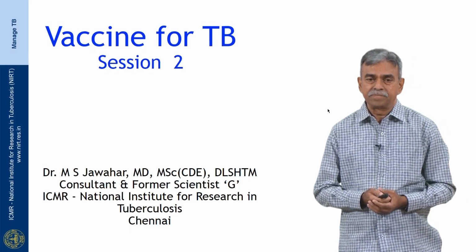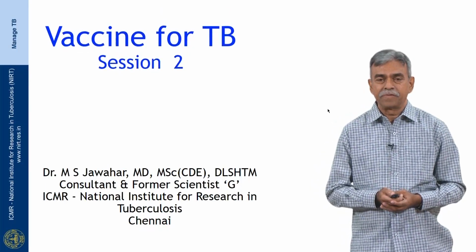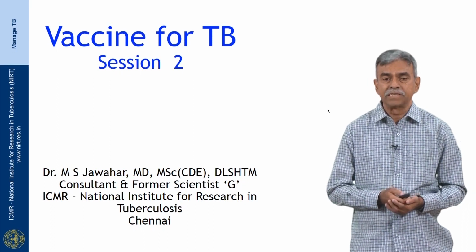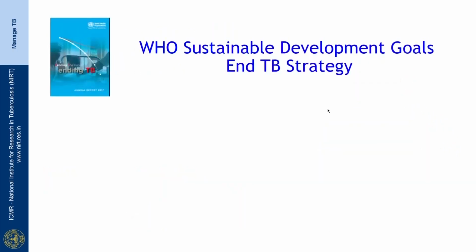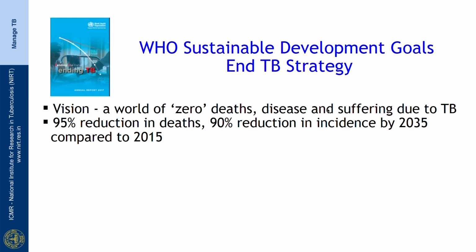So, in this session on tuberculosis vaccines, we are going to look at the newer developments as far as vaccines for TB are concerned. In the global efforts to control tuberculosis, the WHO has enunciated certain strategies. We had the DOT strategy in the 1990s, followed by the Stop TB strategy, and currently we have the End TB strategy as part of the WHO Sustainable Development Goals.